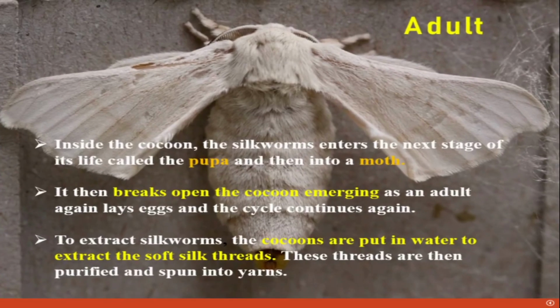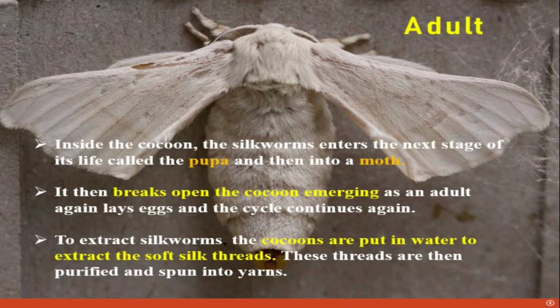Next, the fourth stage, the final stage, adult. What will happen? Inside the cocoon, the silkworm enters the next stage called the pupa and then becomes the moth. The first is the egg, second the larva, and third the pupa. The pupa is placed in the cocoon, and after that, the pupa changes into an adult silk moth. It then breaks open the cocoon, emerging as an adult, lays eggs again, and the cycle continues. So it's a routine process.